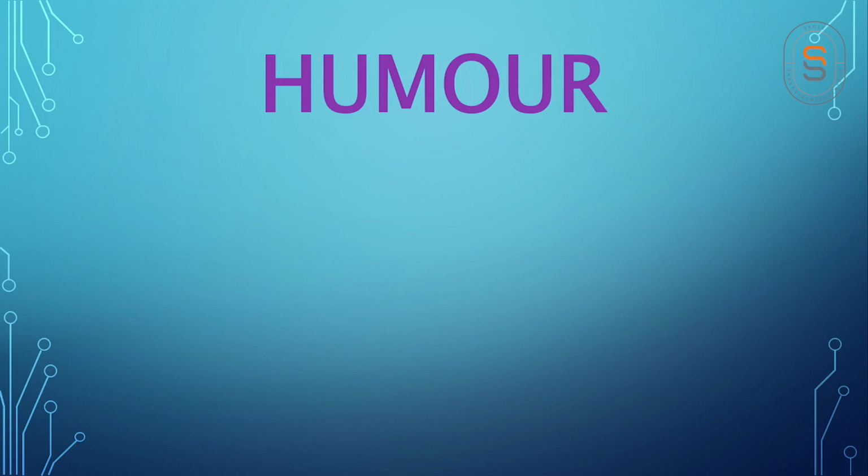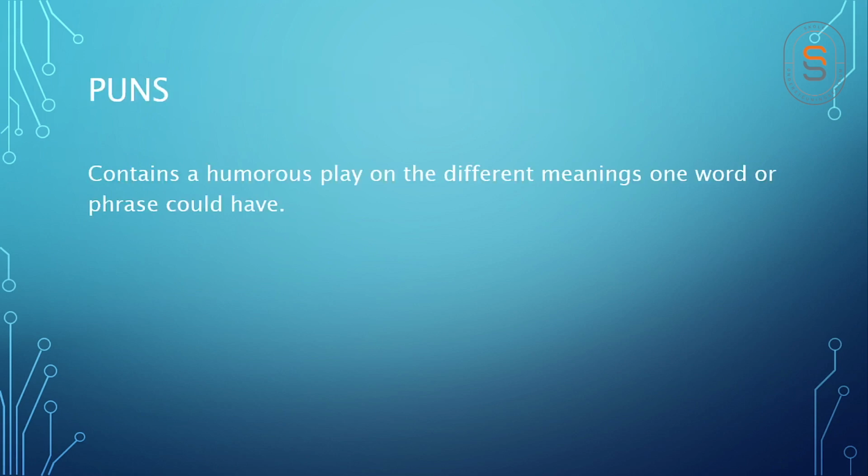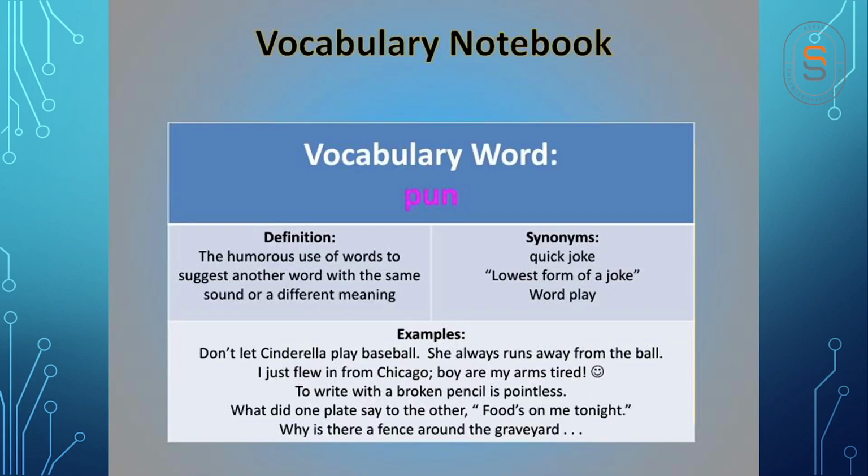As I said, we are first going to look at some of the techniques in humor that are used by cartoonists to create humor in a cartoon. The first one we're going to look at is a pun. Now, a pun contains a humorous play on the different meanings one word or phrase could have. So it's one word with different meanings, and that is to make it funny. So let's have a look. It's the humorous use of words to suggest another word with the same sound or a different meaning. Look at the examples and maybe you will understand better.